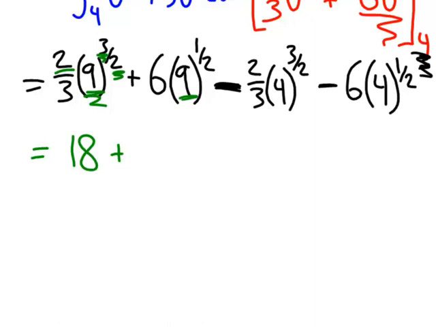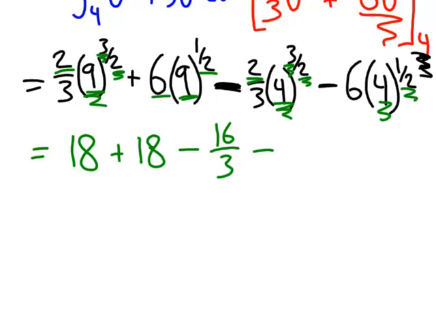Likewise, 9 to the 1/2 power is just 3, and then times 6 is 18 again, coincidentally. Minus 4 to the 1/2 power is 2, but raised to the third power is 8. 8 times 2 is 16, and that is over 3. And then 4 to the 1/2 is 2, times 6 is 12. So I get a bunch of terms there. Only one of them is a fraction.